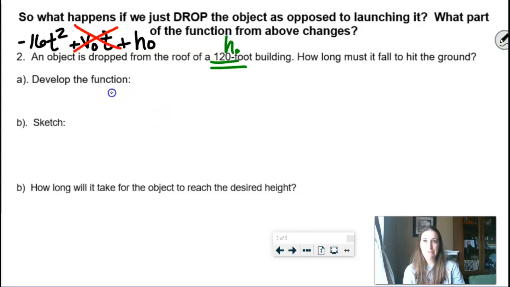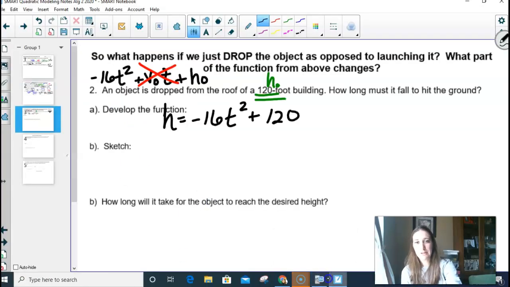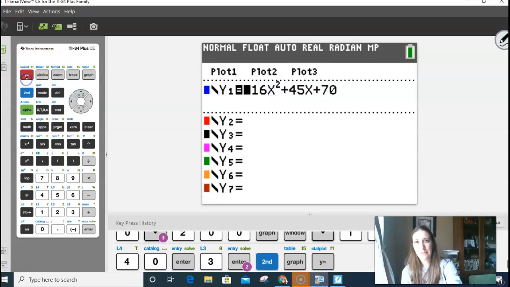So for us to develop the function, the final height would be negative 16 t squared plus this 120. So that's the formula we're going to use. They want us to sketch it, which I transfer over to my trusty calculator for that. I'm going to keep that negative 16 part. And then I'm going to say plus 120.